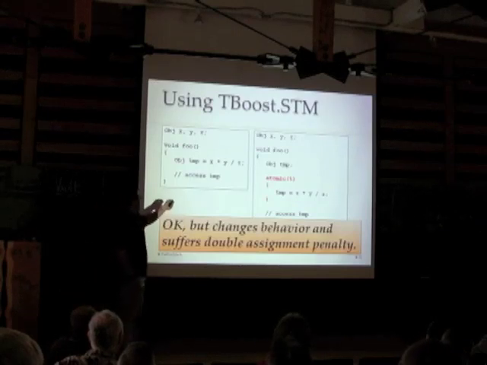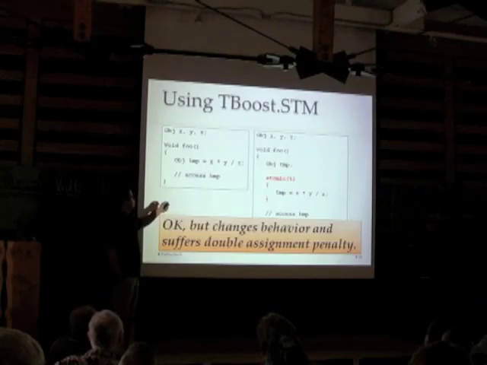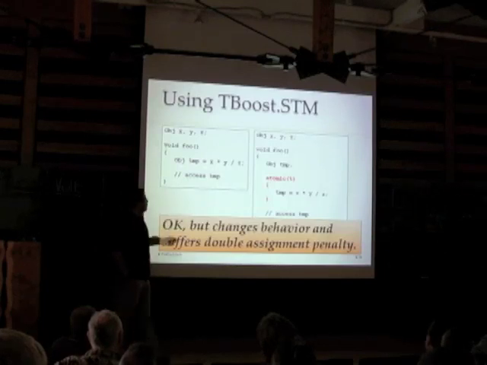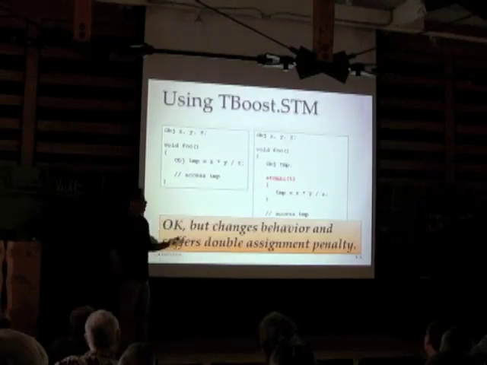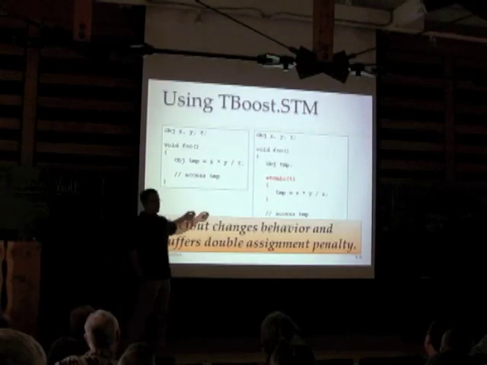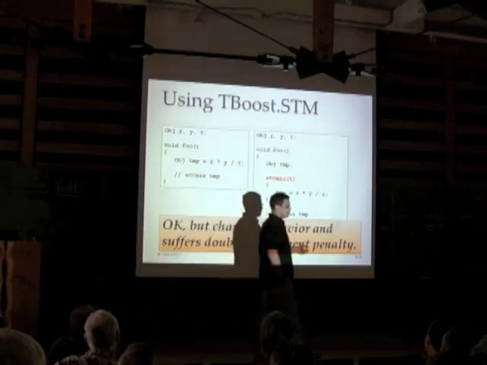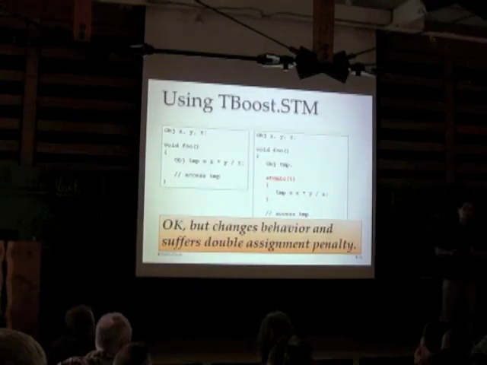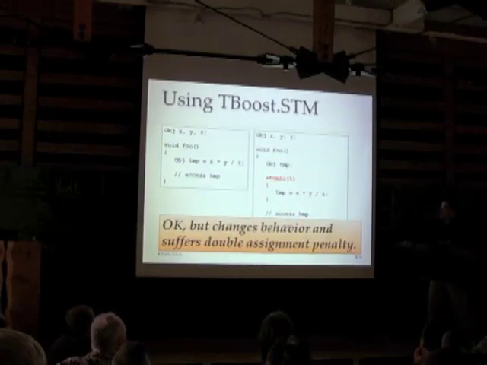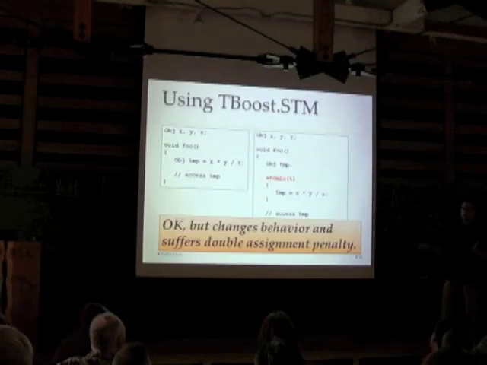As many of us know, a compiler is allowed to perform the copy constructor here rather than operator equals if the declaration is done on the same line as the assignment. So it's potentially changing the behavior, probably not a big deal. But if object is big, then this potentially has a notable performance penalty. Maybe I'm nitpicking, but this is still not exactly what we want.